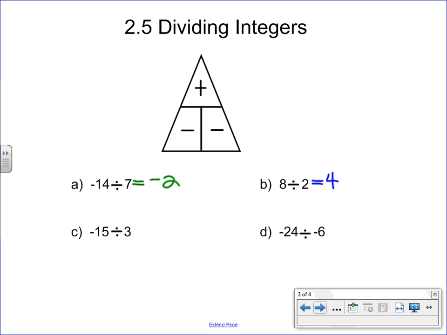For example, C, we have a negative divided by a positive. So I'm going to cross off the negative for the 15 and the positive for the 3 that we're dividing by. So a negative 15 divided by 3 is going to equal a negative number. And then we just have to figure out 15 divided by 3, which is 5. So negative 15 divided by 3 is negative 5.